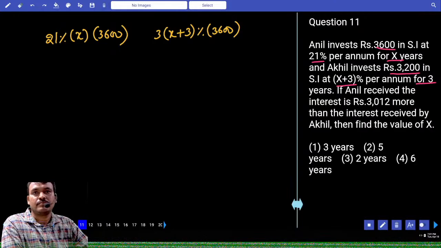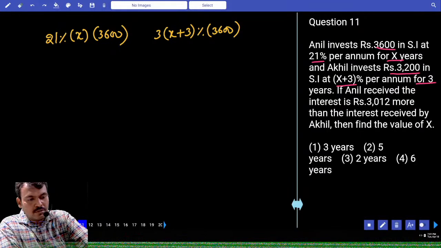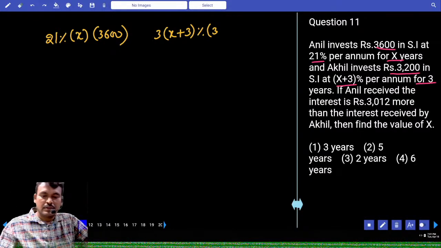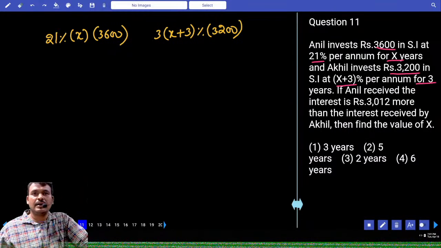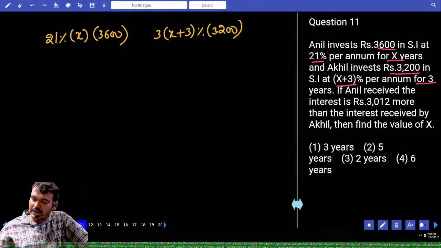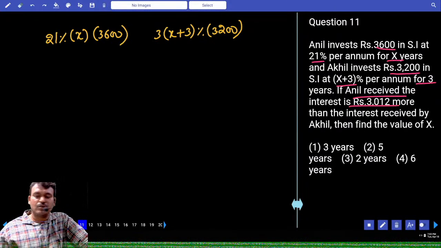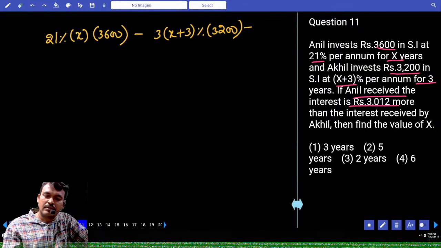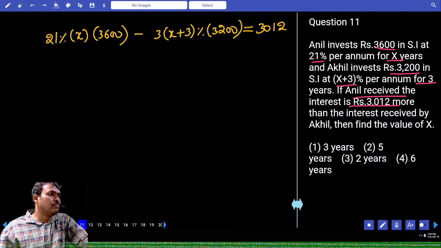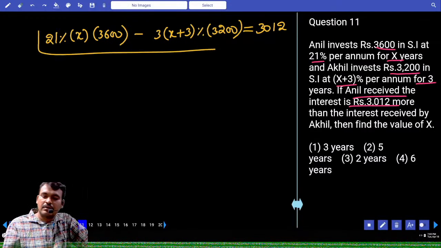3,600. 3,200. 3,200. It is which one? Akhil interest. But here Anil interest compared to Akhil interest, how many rupees are more? 3012 more. Means difference between these two values equal to how many rupees? 3012. Simplify this one. We get the x value.